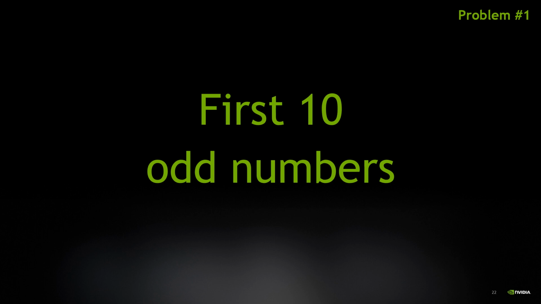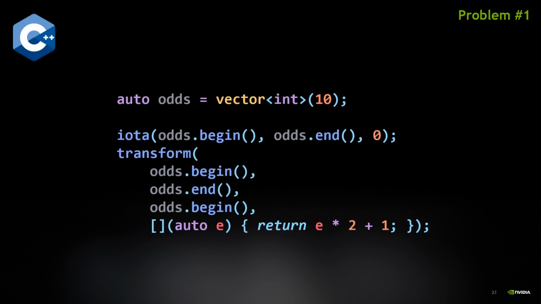One of the ways that you can do this in C++, note that there are many ways to do this, but one of them, naively, would be to construct a vector and fill it first with 0 to 9 using the iota algorithm, and then transforming those values by multiplying each one by 2 and then adding 1 to it. This is a pretty idiomatic thing to do in classic array programming languages. However, like I said before, you can do this several different ways.